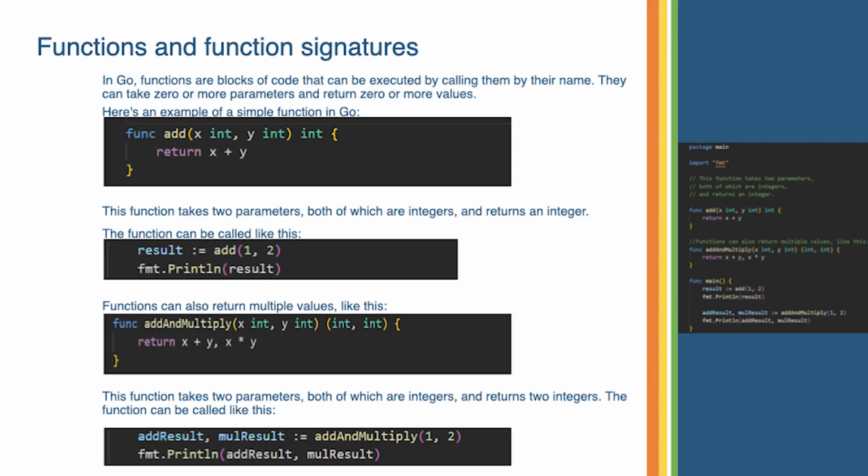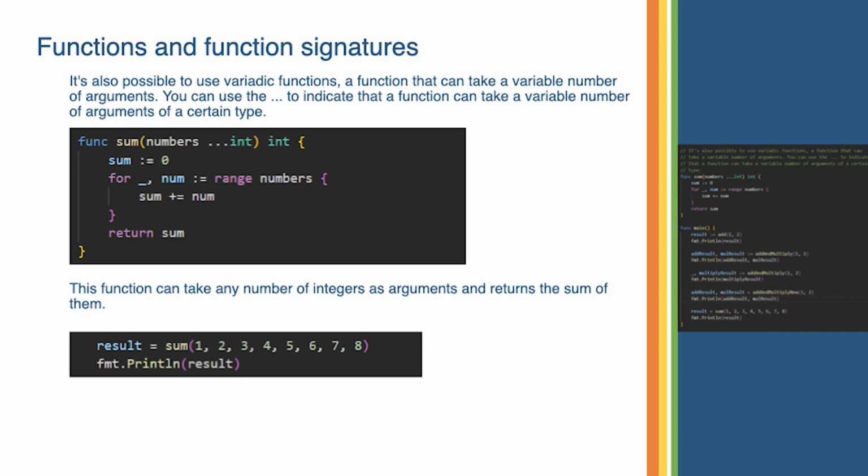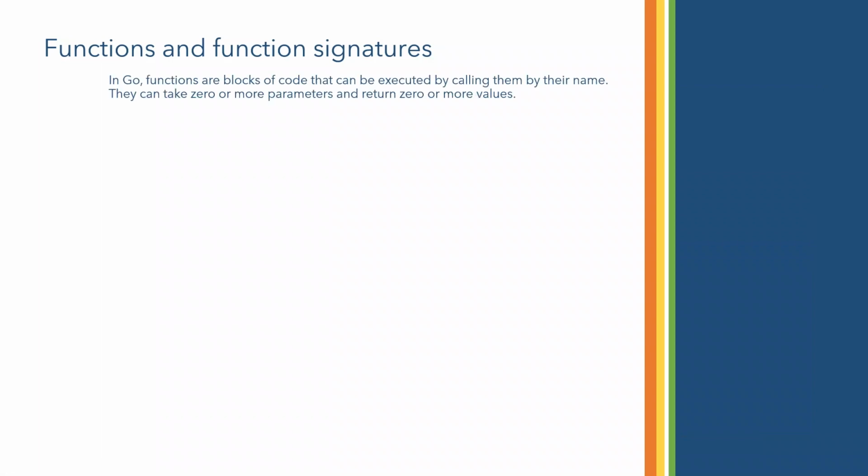In previous sessions, we learned about control flow, especially loops like for and nested for loops. In this session, we will learn how to write a function, what the function prototype looks like, and how we can return multiple values from a function. Let's see how functions and function signatures work in Golang.